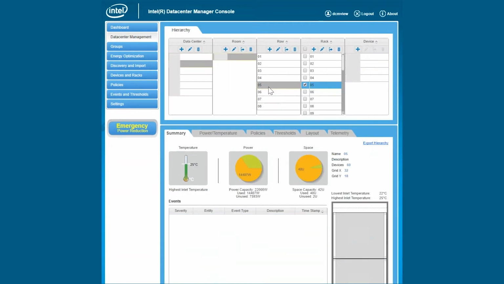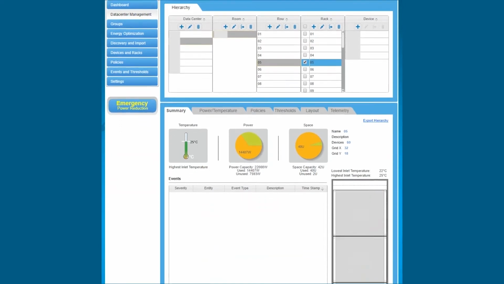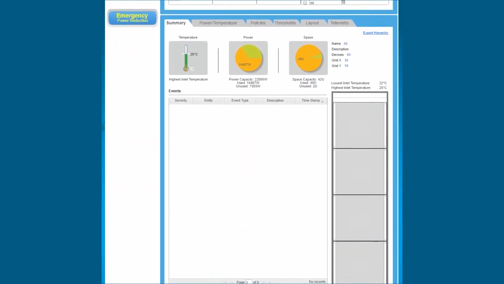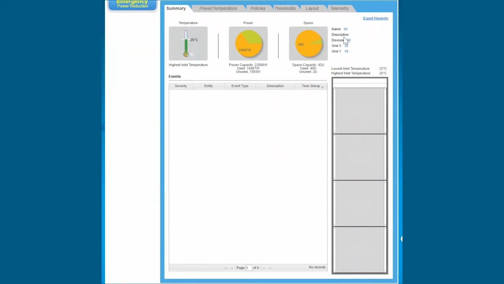Now, I'm standing on a specific rack, okay? And this rack has 60 servers installed in it. You can see here the rack elevation. So this rack is actually populated with 4 blade chassis. We have another data point that is added here, and this is the space. So we're using 40 out of the 42 U's that this rack can populate. And we're aggregating the power consumption for these 60 devices.